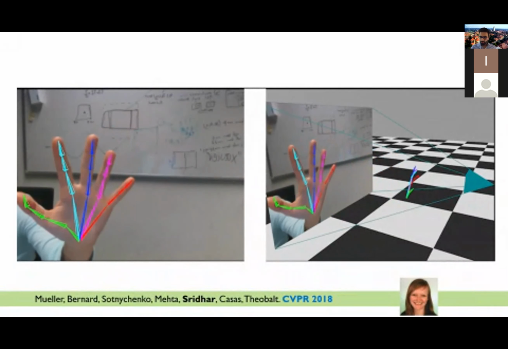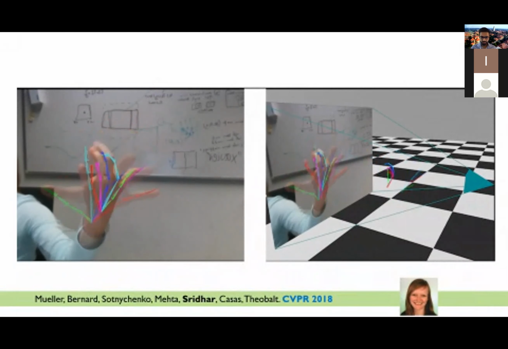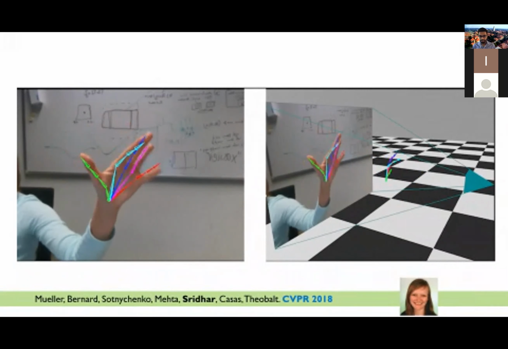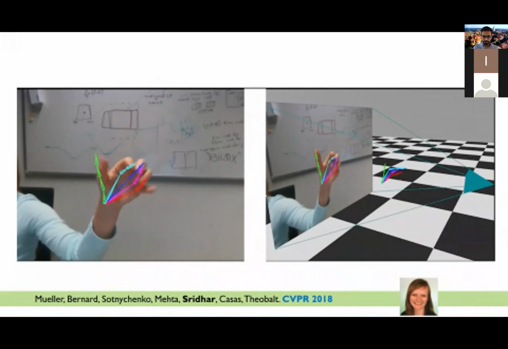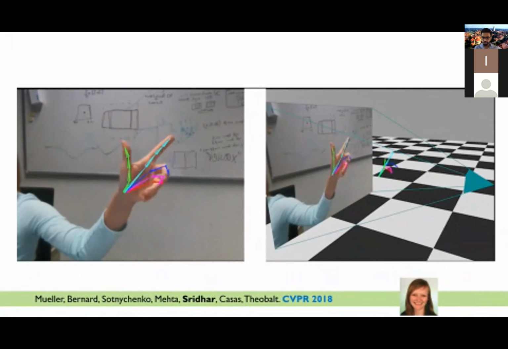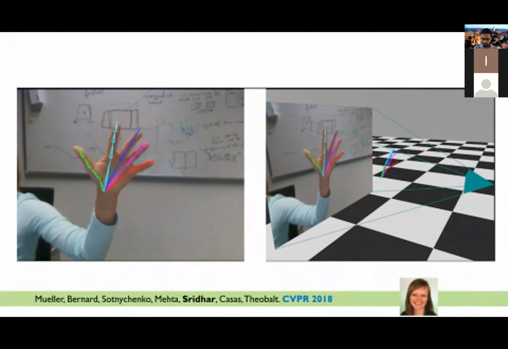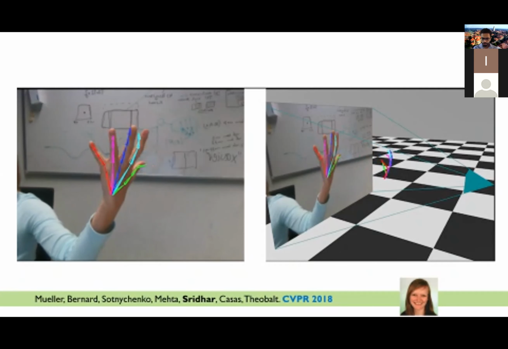But as I mentioned before, the way we interact with our world is through our hands. Hands play a very important role in how we manipulate objects and how we interact with the world. So we've also developed similar techniques that use a single RGB camera to estimate the 3D pose of hands. And here is an example of some of this work from a couple of years ago.